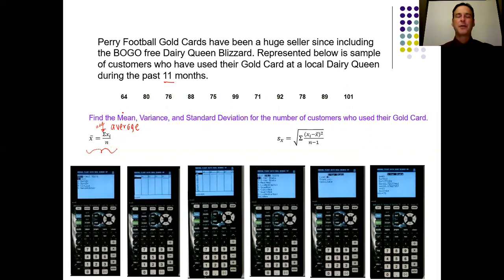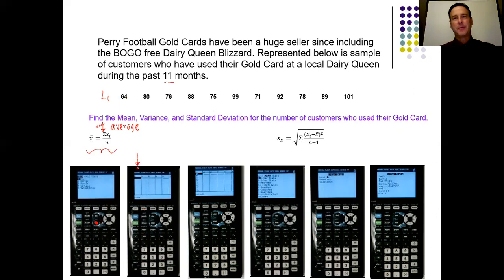However, I'm going to show you a little bit different way to do it using some techniques that we used in the past. So first thing we're going to do is put all these items in our L1. And the way we do that, if you don't remember from before, is we're going to go to statistics, which if you look at this first problem, it's that button right there. And then you should have an L1 here.